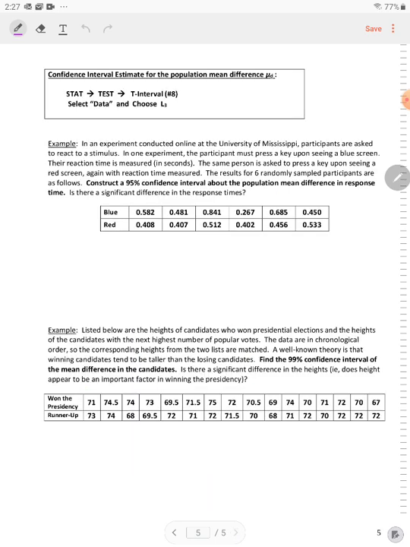Okay, we can also talk about a significant difference. So looking at a confidence interval estimate for the population mean difference. Notice this is STAT TESTS, T interval, number 8. And again, we're going to choose L3, because we want to know if there's a significant difference. So here's L1, L2, and L3 is equal to L1 minus L2. Your confidence level is equal to 0.95. So again, we're going to plug it in the calculator, and this time, make sure you choose T interval number 8.